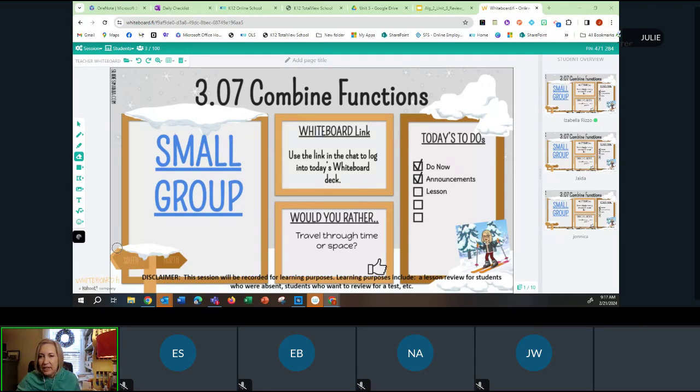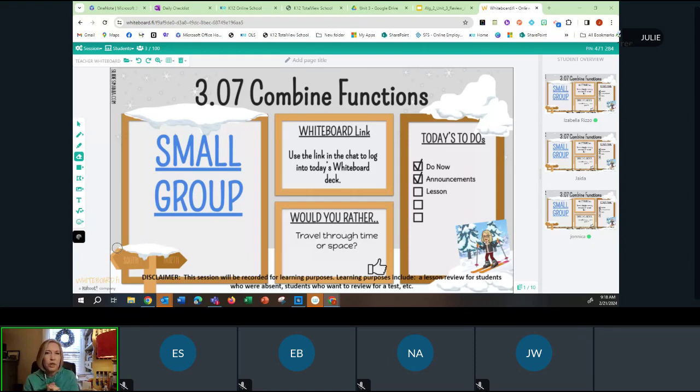All right, I've got 9:17, so I'm going to go ahead and get started. And I'll try to speak to each person as they come in. But thank y'all so much for coming to small group. Today we're going to focus on section 3.07. The title of that is Combining Functions. I have 5 examples for you.